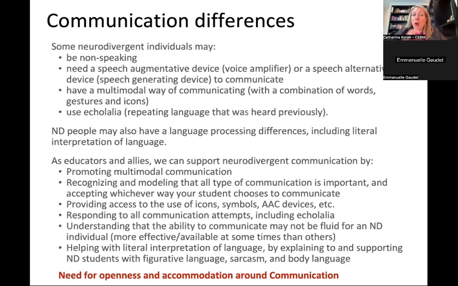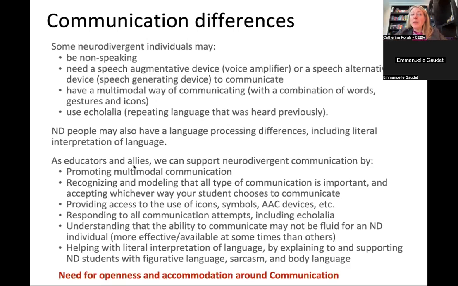Another phenomenon that fits underneath neurodiverse communication is what we call echolalia. Echolalia is when we repeat the language or the word that we have heard previously, and we can repeat the same word over and over again. We see oftentimes autistic children and adolescents using echolalia. But for them, it is a way of communicating. It's not happening randomly. Neurodiverse people may have language processing differences, including the way they interpret language, and they may sometimes interpret it very literally.